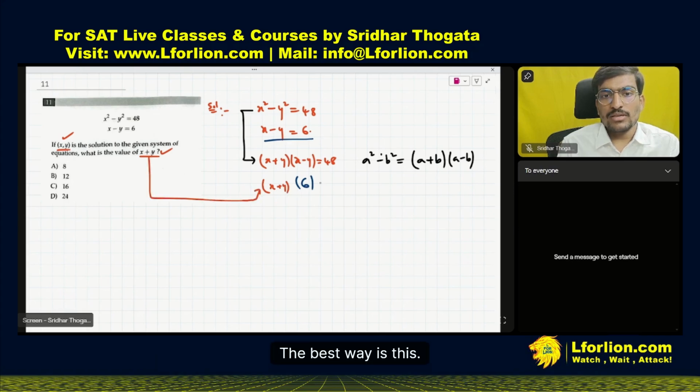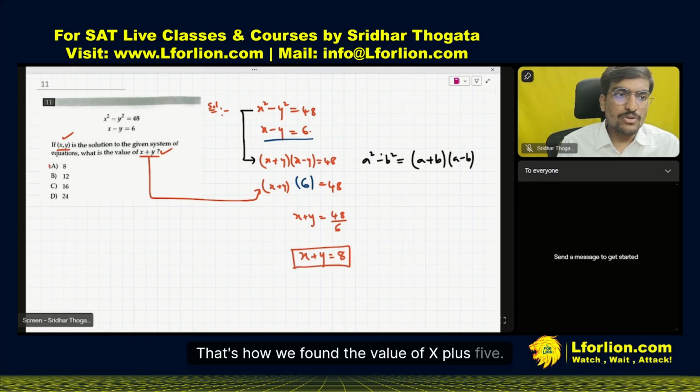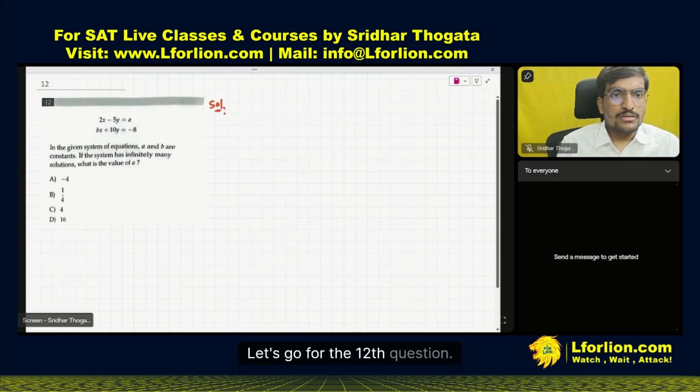The best way is this. So no need to do anything. X plus y equals 48 divided by 6. 6 times 1, 6 times 8. So the answer is 8. That's how we found the value of x plus y. And yep, let's go for the next, 12th question.